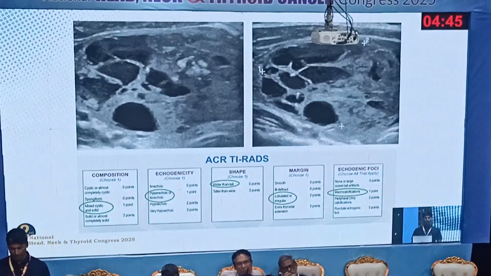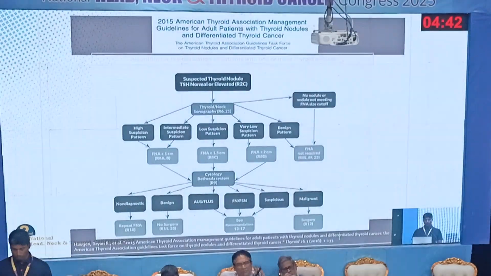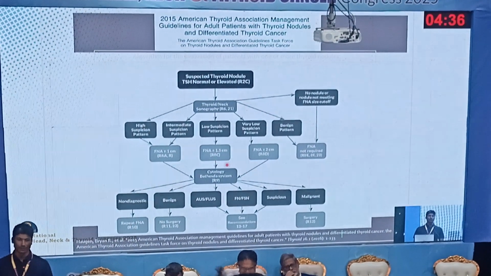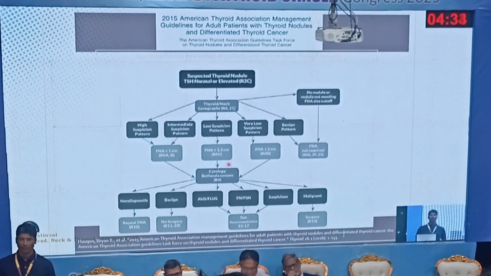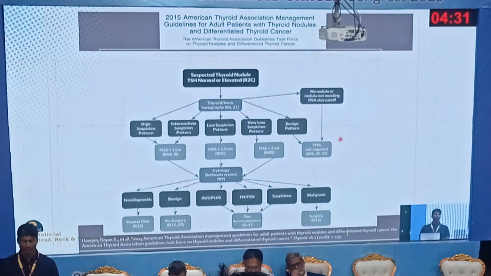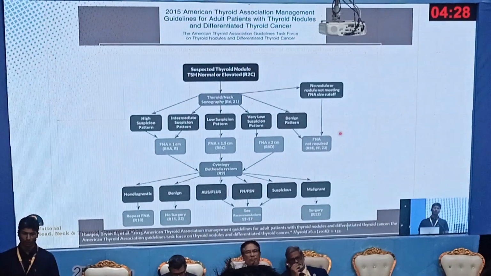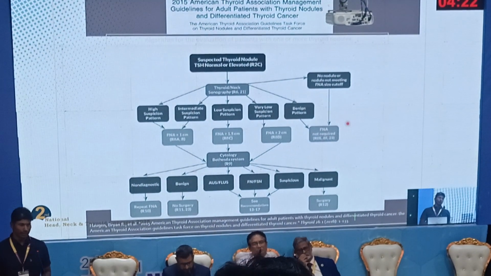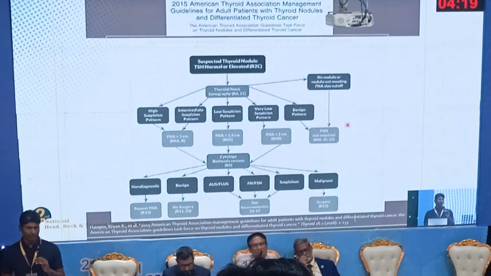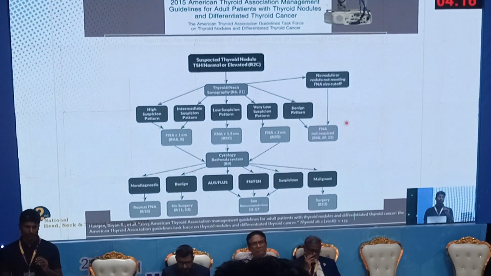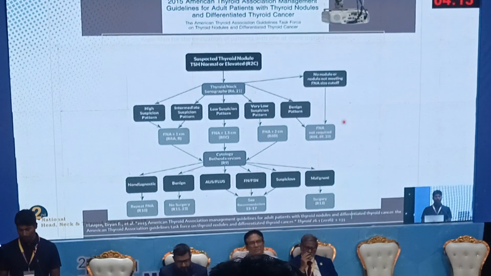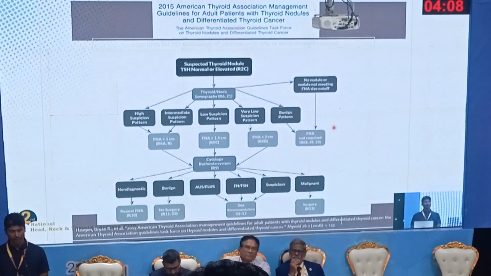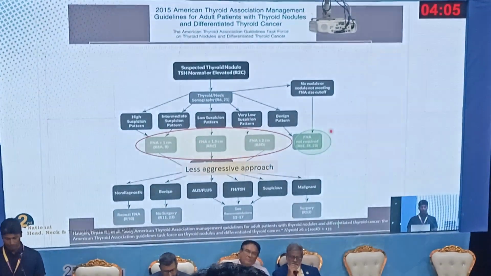So what is the size criteria for each one? I'll tell you. According to the previous ATA guidelines, for low risk or low suspicion, for example a Thyroid 3 nodule, if it is more than 2.5 centimeters, FNAC is recommended. If it is a Thyroid 4 nodule, more than 1.5 centimeters, FNAC is required. For a Thyroid 5 nodule, even though you say Thyroid 5, if it is less than 1 centimeter, you need not do FNA. Only if you are planning surgery is FNAC recommended. If it is active surveillance, then FNAC is not recommended according to ATA guidelines.